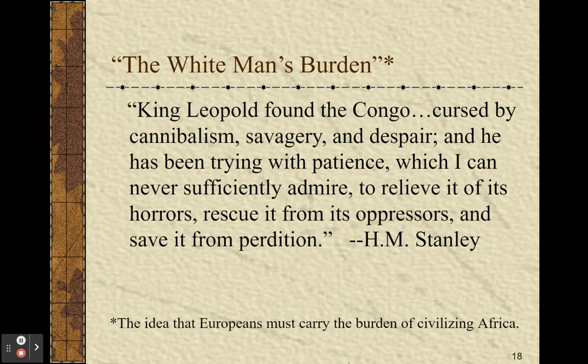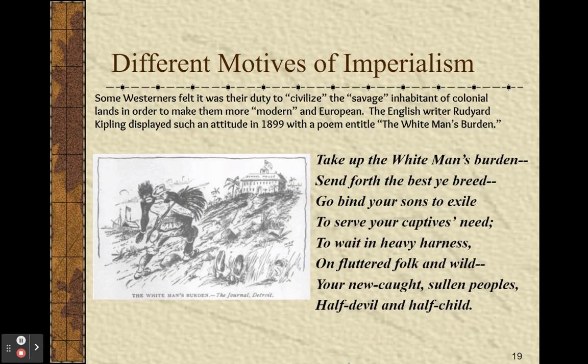King Leopold found the Congo cursed by cannibalism, savagery, and despair, and he has been trying with patience, which I can never sufficiently admire, to relieve it of its horrors, rescue it from its oppressors, and save it from perdition. Okay, that's cool that he said that. But if you look down here at the bottom, the idea that Europeans must carry the burden of civilizing Africa, and once again, it was their version of civility. And even if the native people wanted this or didn't want it, it was still forced down their throats.